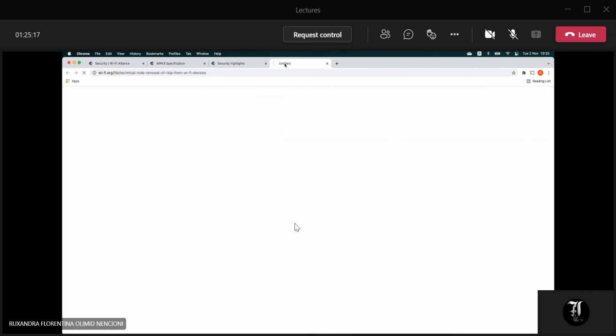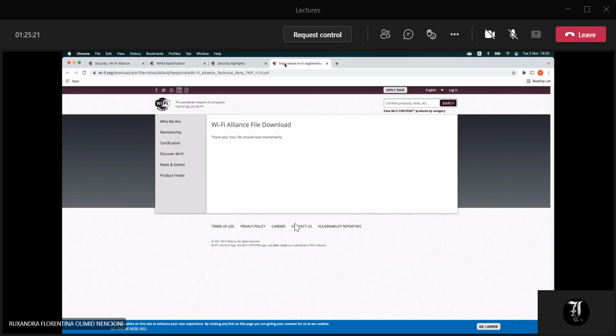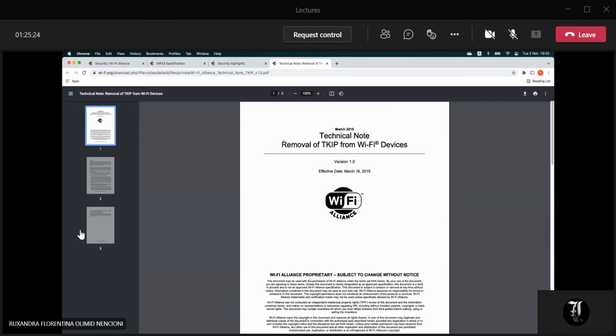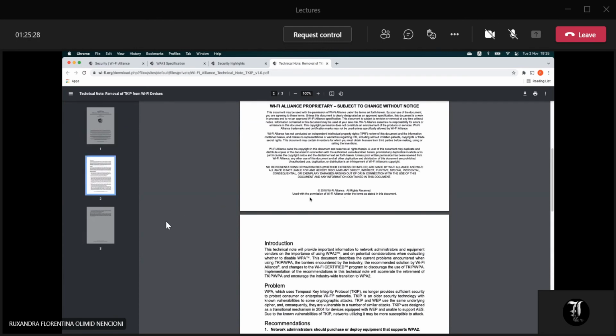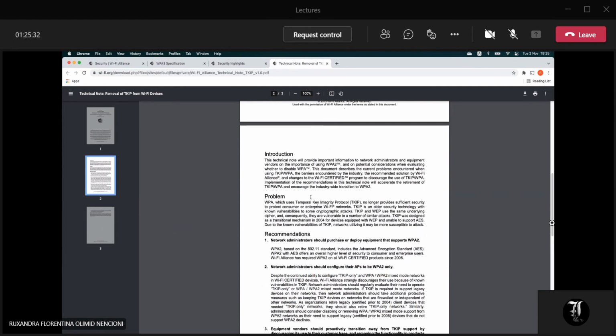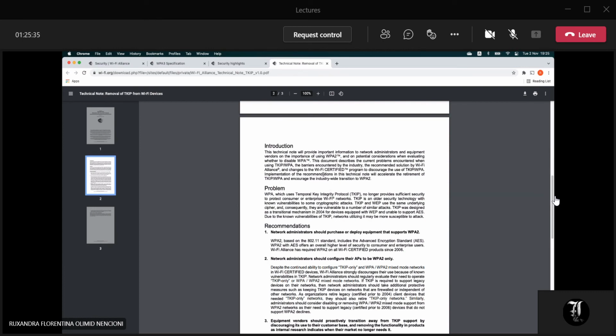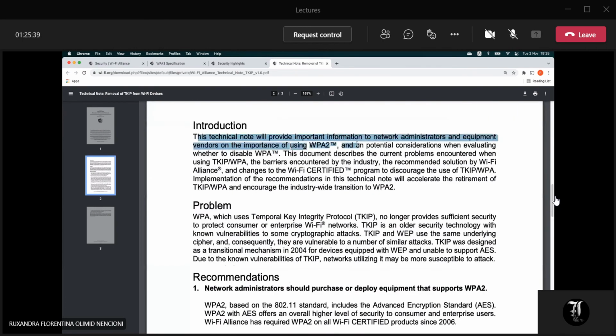Like here, for example, even this one, the removal of TKIP, which is considered not okay anymore. And they are saying here, this is a technical note, the problems encountered with using TKIP, and these changes to Wi-Fi Certified that I was telling you about, are to discourage the use of TKIP and WPA, because it's not good anymore. So please encourage the industry-wide transition to WPA2.